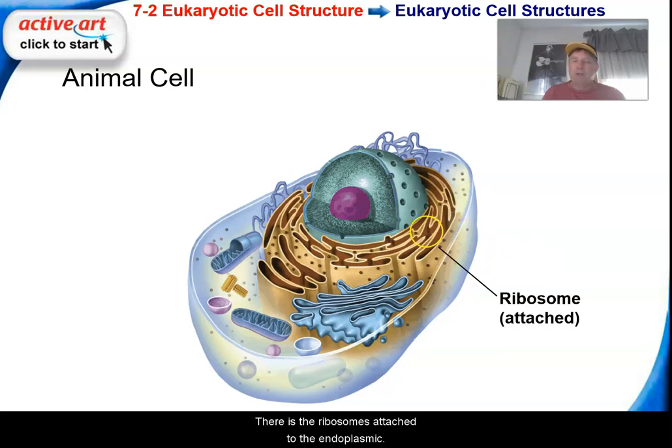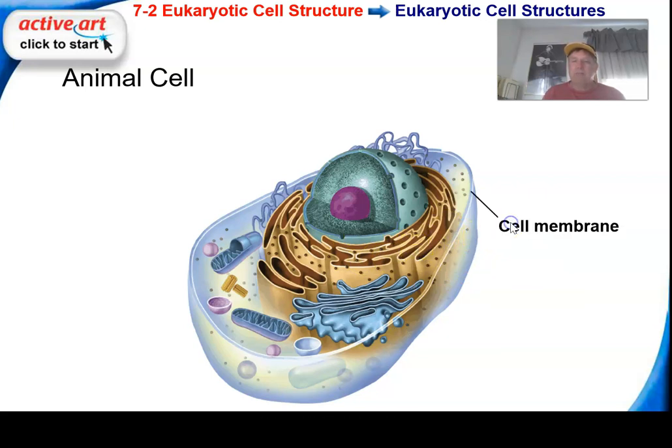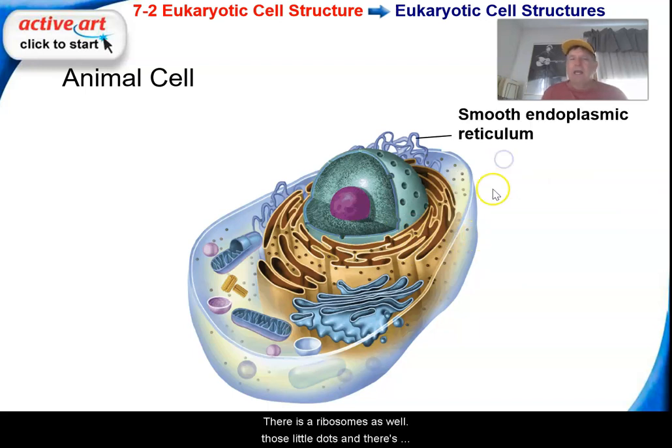There are the ribosomes attached to the endoplasmic reticulum. There's the cell membrane. There are the ribosomes, those little dots. And there's the smooth endoplasmic reticulum. Rough endoplasmic reticulum here. Smooth endoplasmic reticulum here. And smooth endoplasmic reticulum makes lipids.